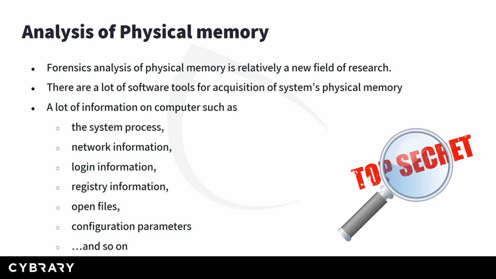Forensics analysis of physical memory is a relatively new field of research. Although there are a lot of software tools for acquisition of systems' physical memory, we need to be careful as software tools will inevitably damage or even override the contents of physical memory. A lot of information on computers, such as the system processes, network information, login information, registry information, open files, configuration parameters, and so on, must be accessed by obtaining and analyzing the target computer's physical memory dump. This will be the main topic in the next module.